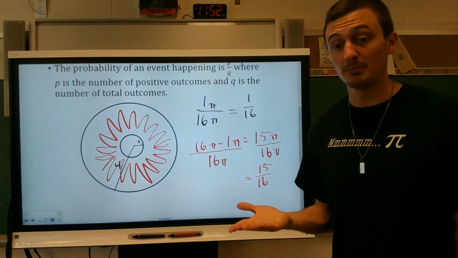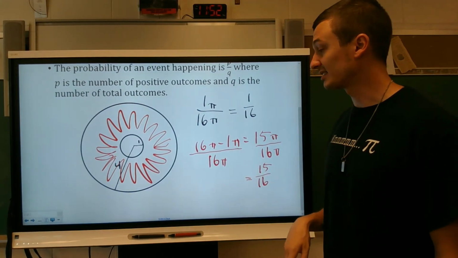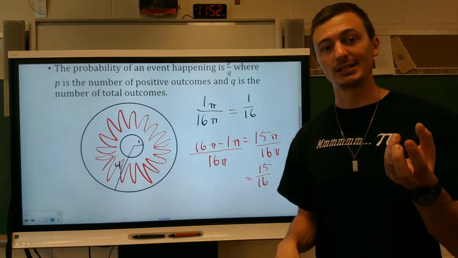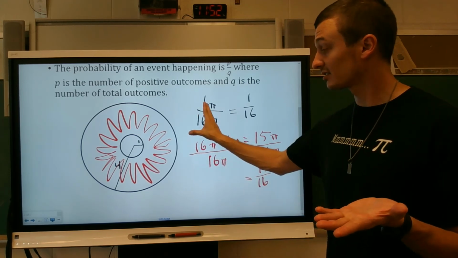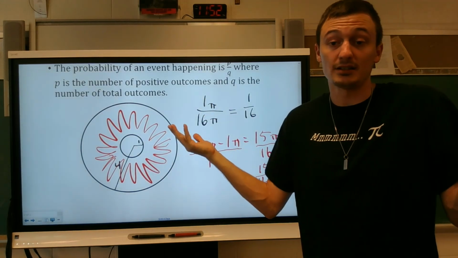That's geometric probability. It's just taking, instead of the number of sides on a die, you're looking at different areas. And that's really all it is. It's pretty cool.